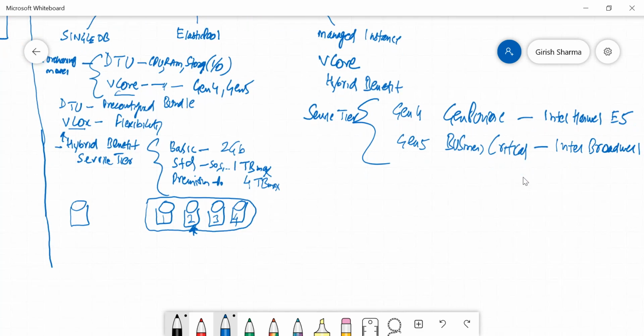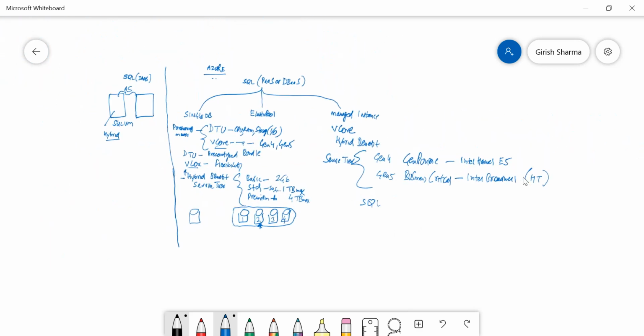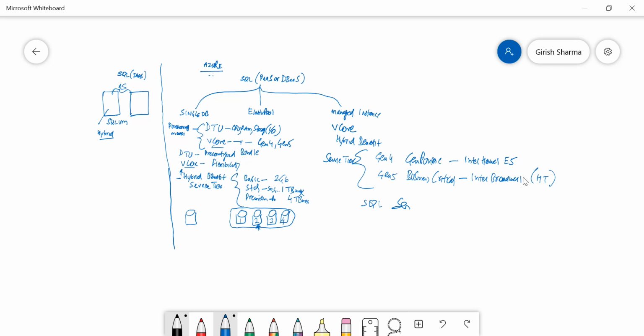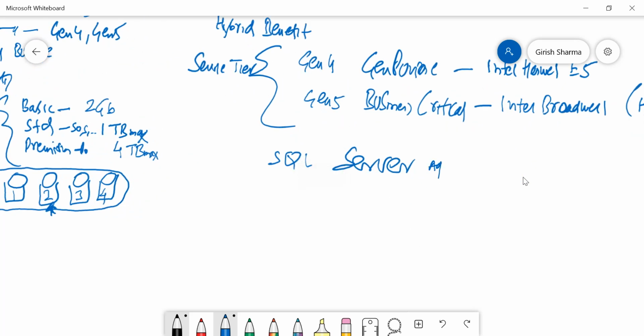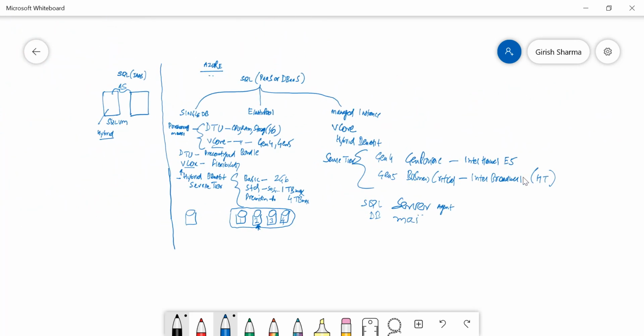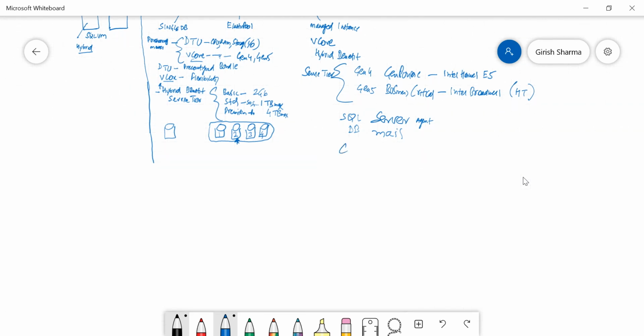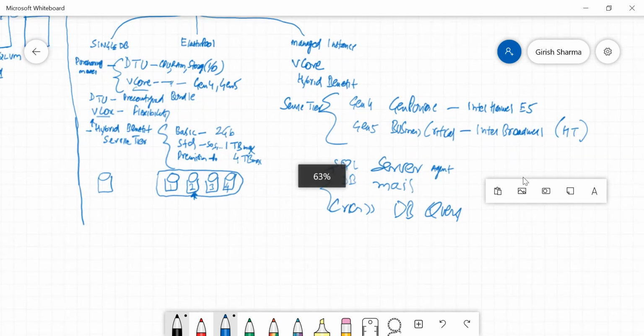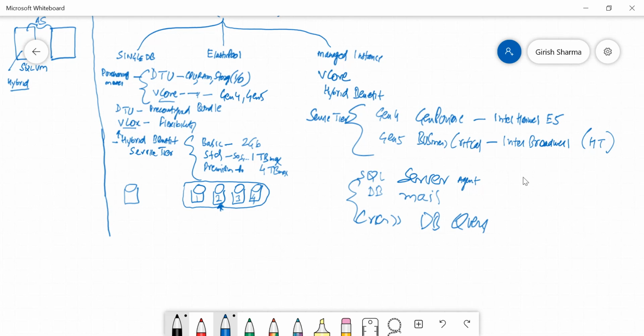So say, for example, if you want the SQL Server Agent, that is there. If you want database mail, you get it in managed instance. Also, if you want cross database query, that is also there. Now these three options and also some of the other ones are not there in single database or Elastic Pool. Therefore when we talk about lift and shift, in case your application has a dependency on these three requirements, you might need to choose a managed instance. But in case not, you can go with single database or Elastic Pool.